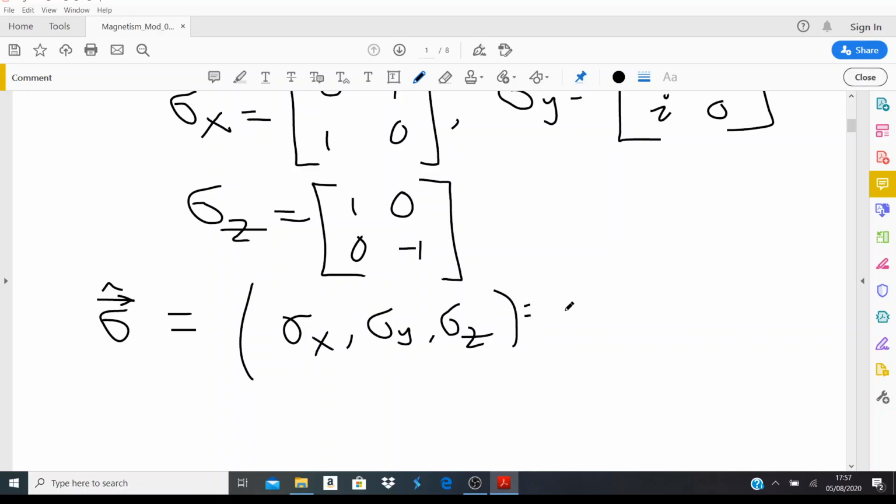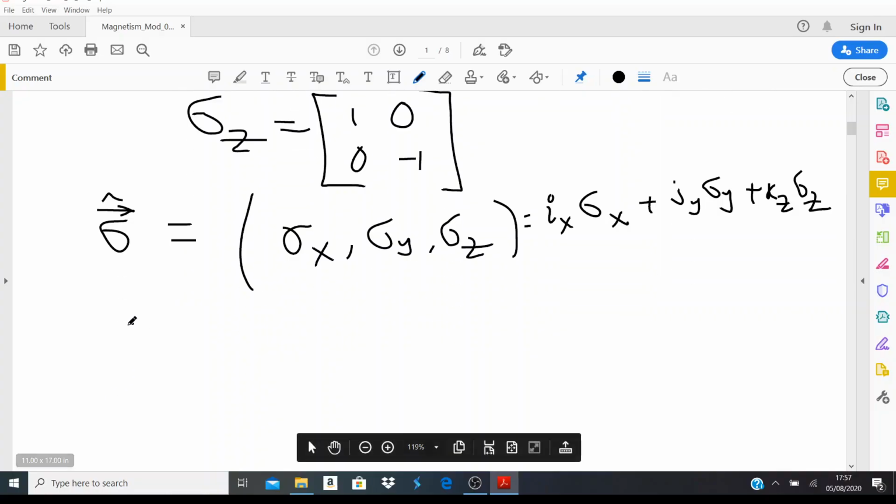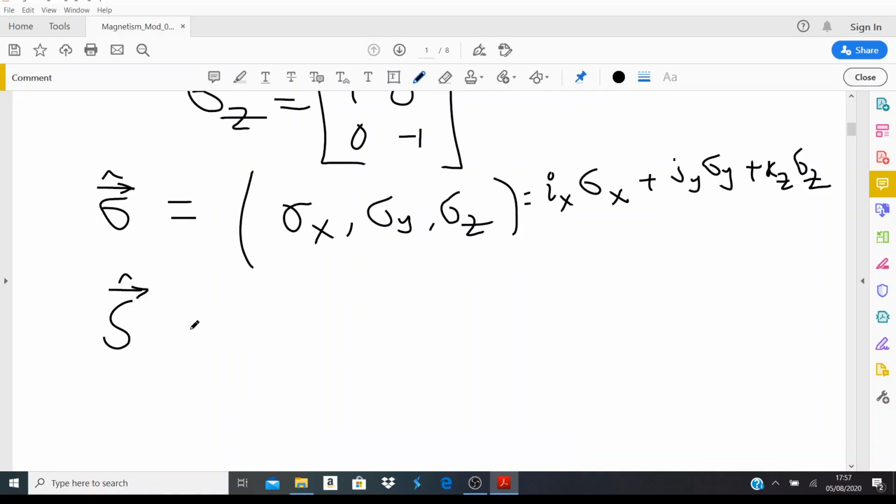And if I write it out in the Cartesian coordinate system, we have i, the x unit vector, times sigma x, and then j, the y unit vector, times sigma y, and then k, the z unit vector, times sigma z. The reason that I'm introducing these matrices is that the spin angular momentum operator, to be more precise, of the electron is defined as h bar by 2 times the Pauli spin matrices.